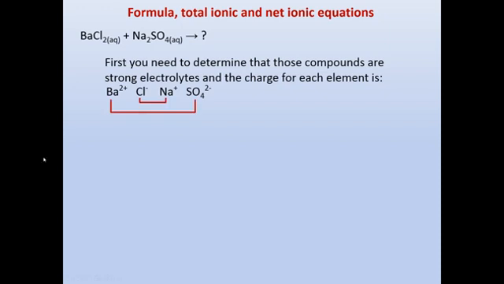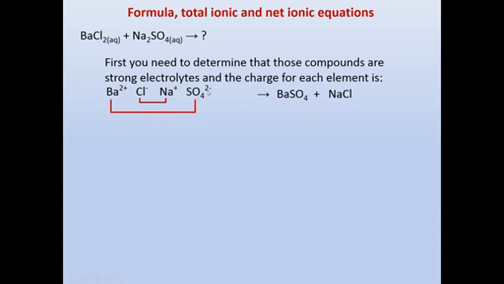This is where I said it's a bit like a dance where they swap partners. The cation from one will end up with the anion from the other. So the barium cation will end up with the sulfate anion. Barium is 2 plus and sulfate is 2 minus, so that's one pair that's going to end up together. The other pair is the cation sodium plus and chloride minus. We always write the cation before the anion. It's never ClNa. So we know that barium and the sulfate are going to end up together.